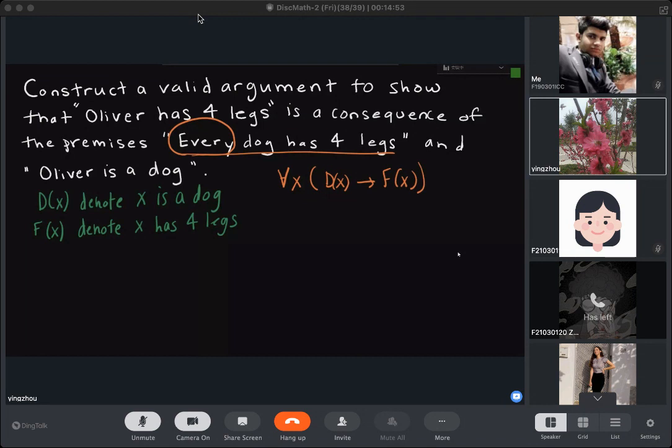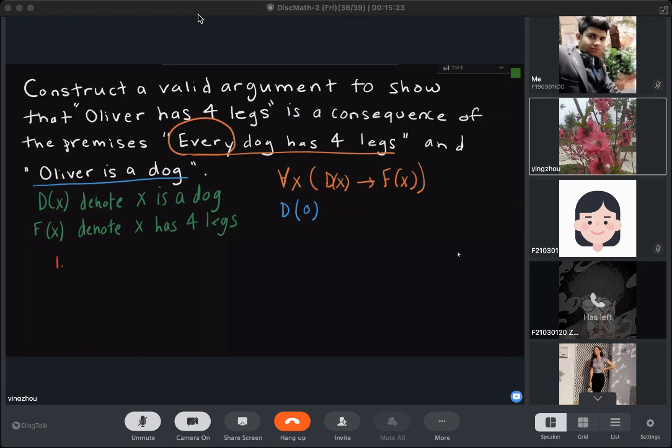My other premise says Oliver is a dog. And so I'm going to say D, O, O for Oliver. So x is a dog, I'm saying D(O), which means O is a dog, or Oliver is a dog. So these are my two premises, and now I'm going to construct my argument.